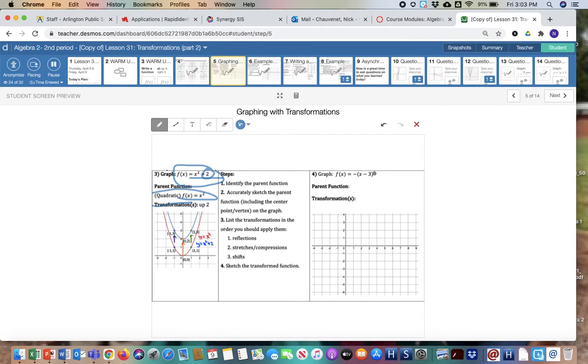So over here, I see this is x to the third, so that parent function, right away I'm thinking, hey, I know what that is. Since it's x to the third, it's going to be x cubed, or x to the third power.